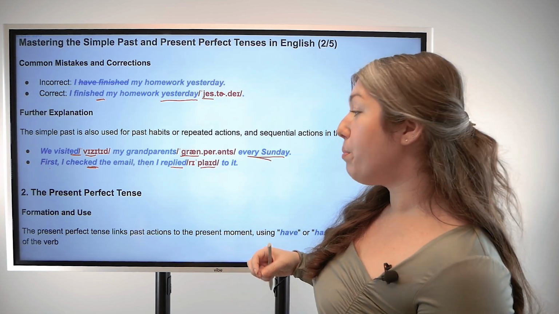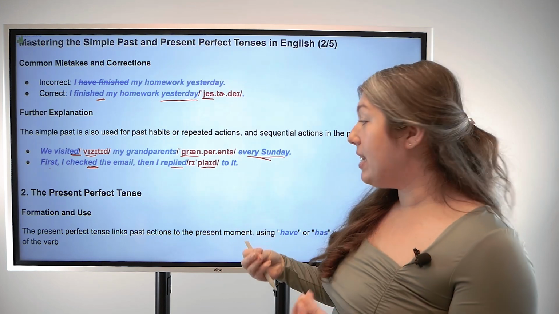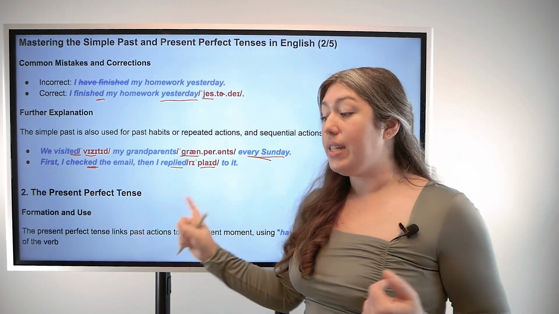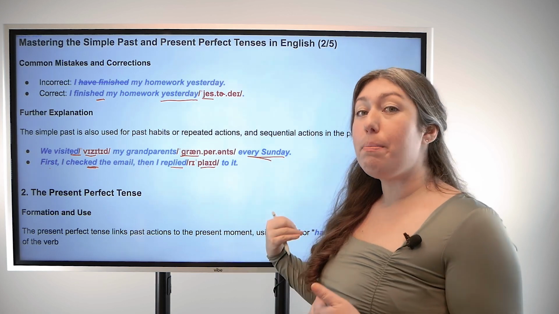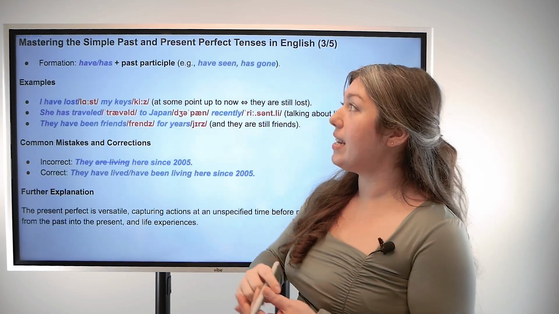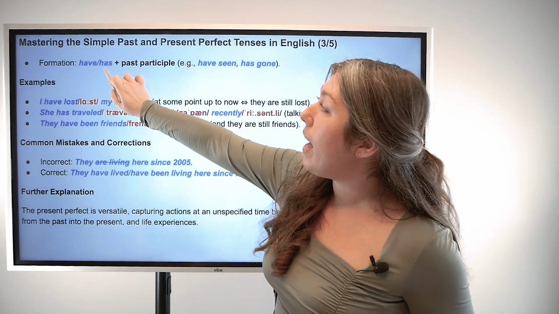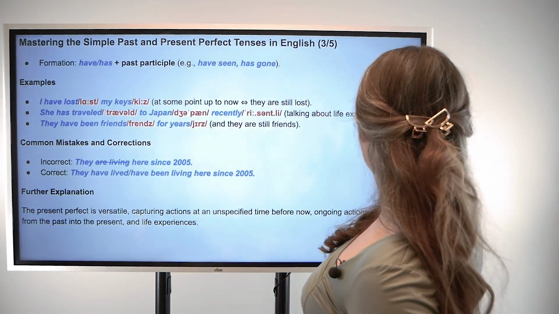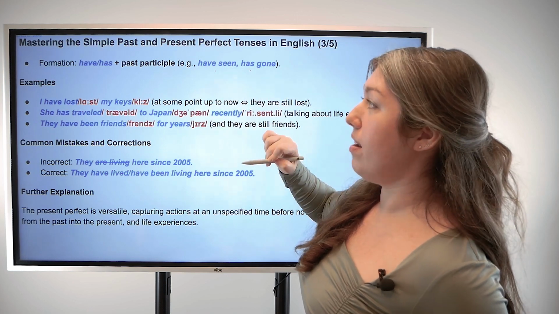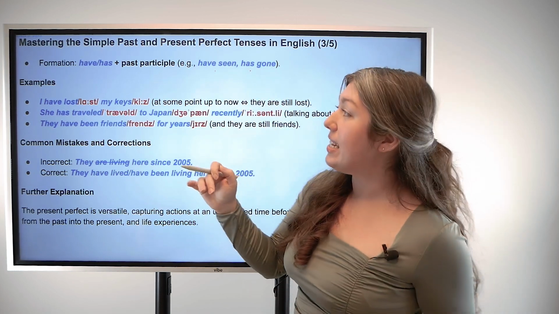So we use present perfect tense to link events that have happened with the present moment. And we use have or has plus the past participle of the verb. Let's look at the formation for present perfect. We use have or has plus the past participle. For example, have seen or has gone. Let's look at some example sentences.